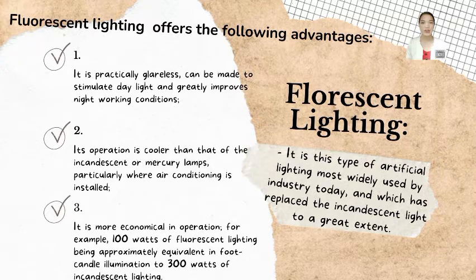First, it is practically glareless, can be made to simulate daylight, and greatly improves night working conditions. Second, its operation is cooler than that of the incandescent mercury lamps, particularly where air conditioning is installed. Third, it is more economical in operation, for example, 100 watts of fluorescent lighting being approximately equivalent in foot-candle illumination to 300 watts of incandescent lighting.